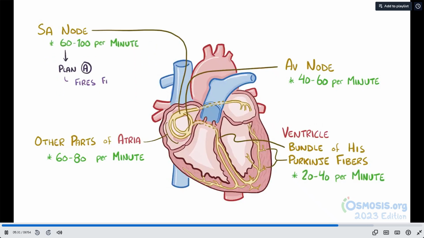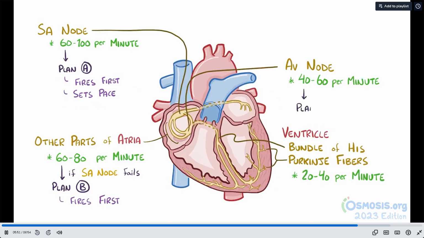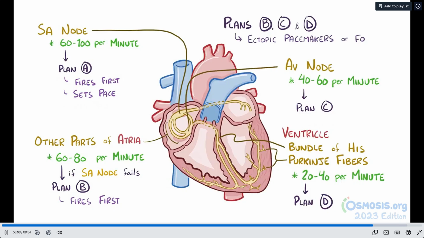So if the SA node fires on time, then it resets all of the other pacemaker cells, and that's why it sets the pace. If the SA node doesn't fire, then atrial pacemaker cells finally get a chance to start firing, and they get to set the pace, resetting the pacemaker cells in the AV junction and ventricle. If the atrial pacemaker cells fail, the AV junctional pacemaker cells take over. And finally, if all the other pacemaker cells fail, then the ventricular pacemaker cells start pacing the heart. Once any of these groups of latent pacemaker cells steps up, it's called an ectopic pacemaker, or ectopic focus, meaning that the pace is being set from a place other than the usual spot, which is the SA node.